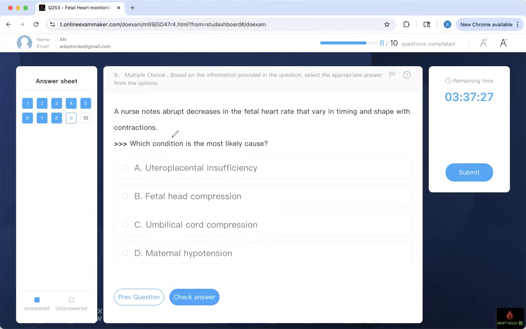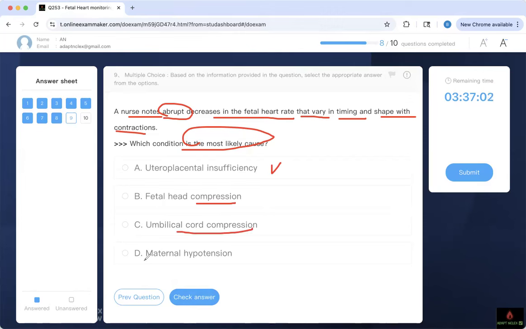Look at it carefully. Which condition is most likely causing this problem? The next note: there's abrupt. I'm giving you the buzzword. There's a decrease in fetal heart rate, but it varies in time and shape with the contraction. It varies in time and shape. What does that tell you? Is it placental insufficiency, head compression, umbilical cord compression, or maternal hypotension? You have to figure it out.